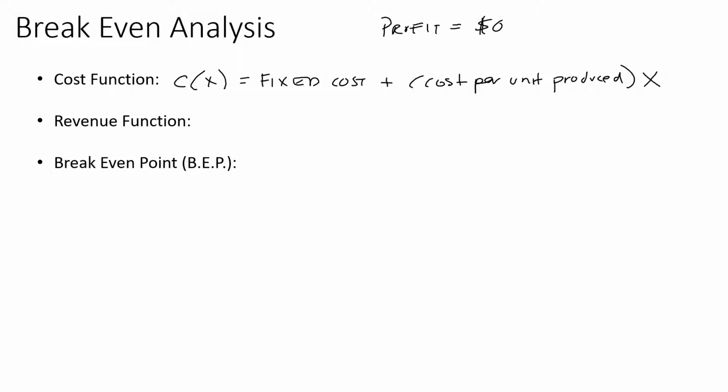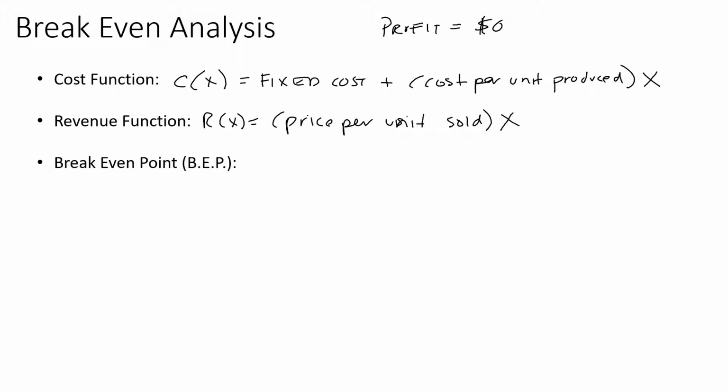The revenue function is how much money is coming in, and that is R of x, and that's how much we make. So that is definitely dependent upon the number of widgets we sell. The more widgets we sell, the more revenue we're going to make. So the revenue function, R of x, is the price per unit sold. And since it's per unit, it's going to be times x. Anything where it's per unit should be times x.